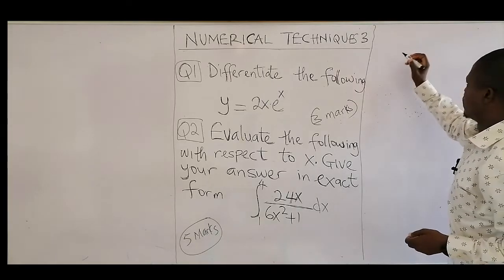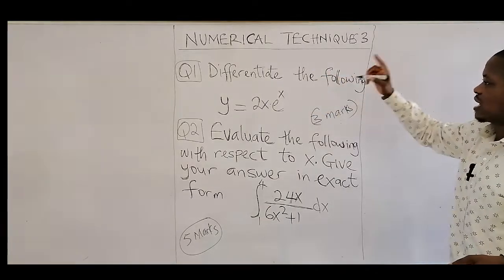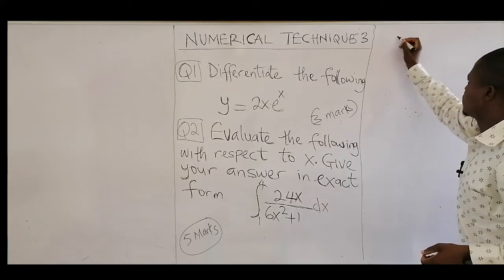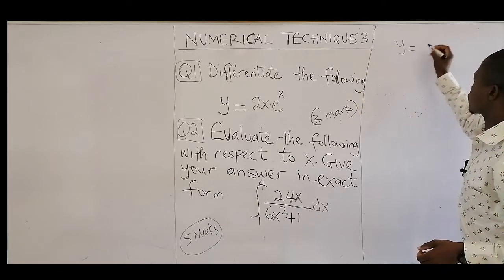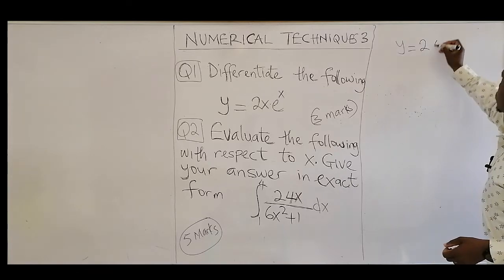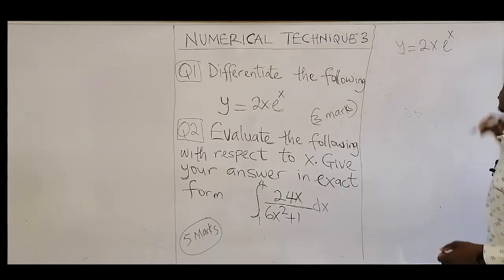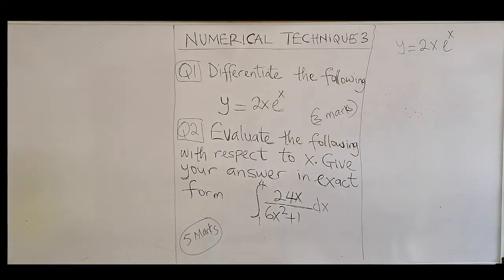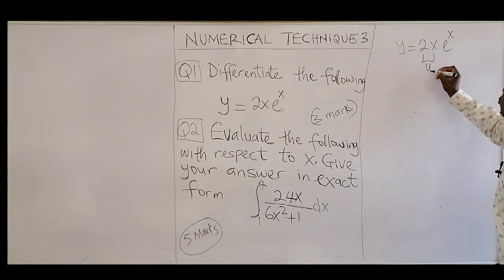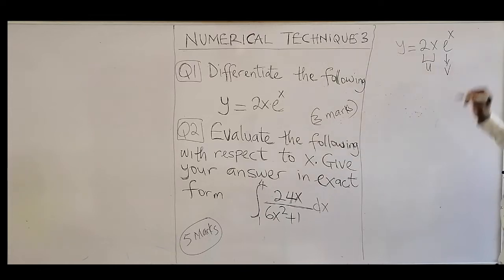Question 1. We are told to differentiate the following: y equal to 2x times exponential to power x. Okay, so if you look at this one now, this is two functions. This can be called u, while this one can be called v.